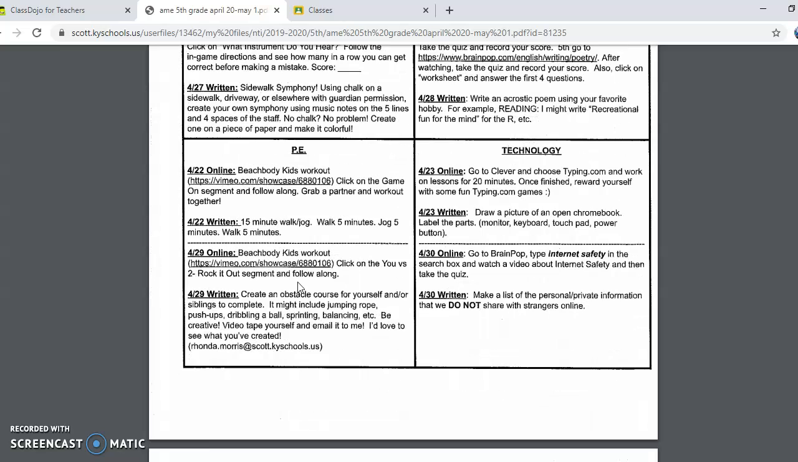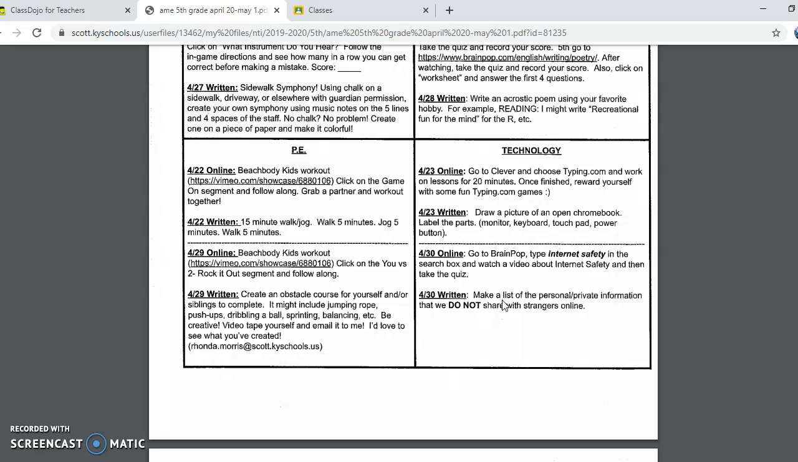PE for tomorrow, there's a Beachbody Kids workout that you can do. She wants you to click on you versus 2, rock it out segment, and follow along. Or you could create an obstacle course for yourself and siblings to complete. It could include jump rope, push-ups, dribbling a ball, sprinting, balancing. Miss Morris would love to see you videotape that so she can see what you created.